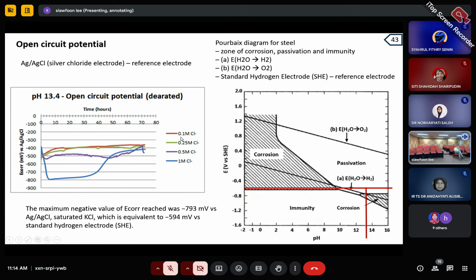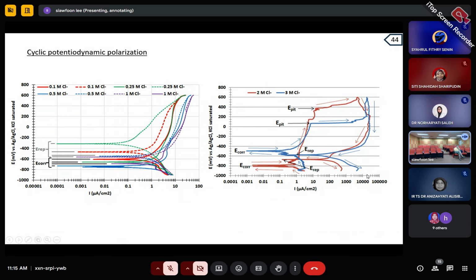However, when you have a very little concentration of chloride ion, the open circuit potential will stay somewhere around this region, which means your steel still remains passivated. And then this is the cyclic potential polarization, the technique that I apply. I apply 0.1, 0.25 until 1 molar. And I can see all of them, when they come back, the curve is still the same, still in the passive region. I mean, they don't show this kind of pitting potential.